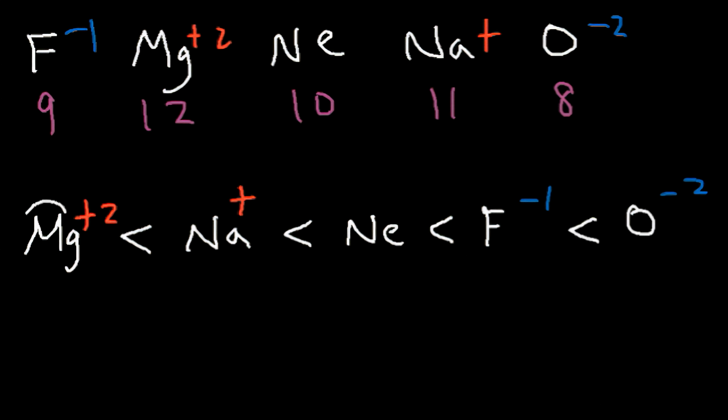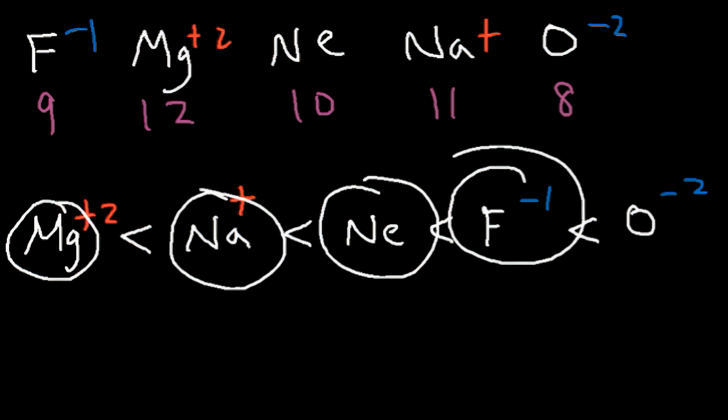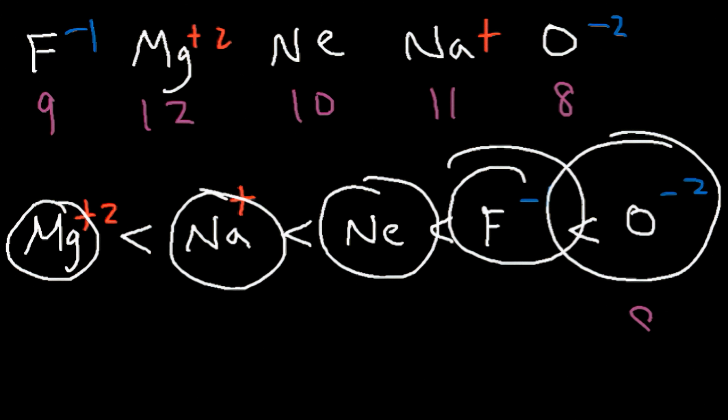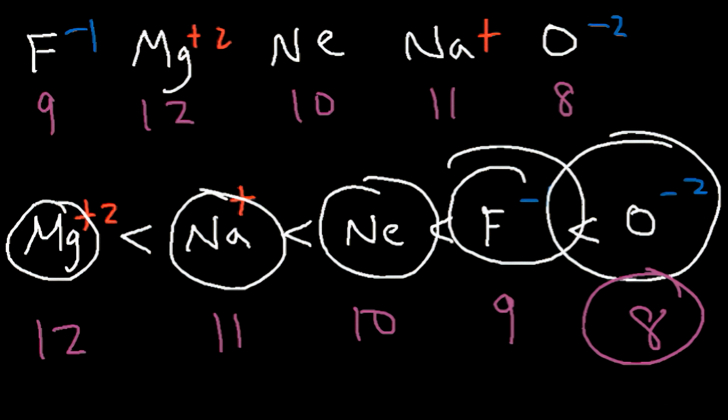So let's draw the relative sizes. This is the smallest. That's a little bit bigger. Then this is going to be bigger. And then the size just continues to increase. So as we can see, oxide has the least number of protons. So that's why it's bigger. Keep in mind, each of these atoms and ions has only 2 shells of electrons. So for particles that have the same number of shells, the one with the most protons will be the smallest. The one with the least number of protons, in this case oxide, is going to be the biggest.